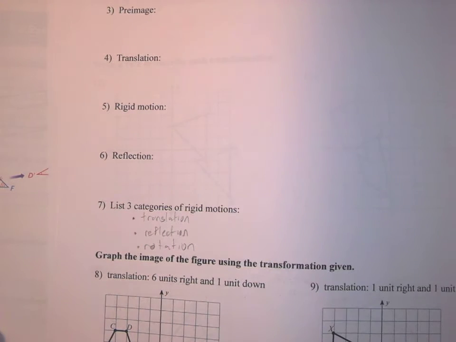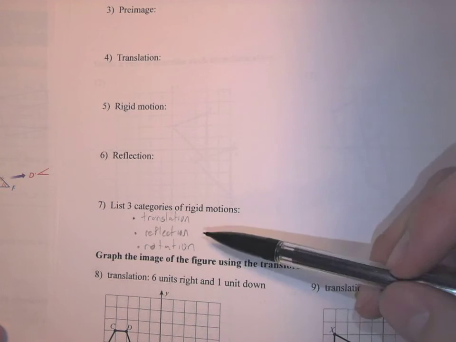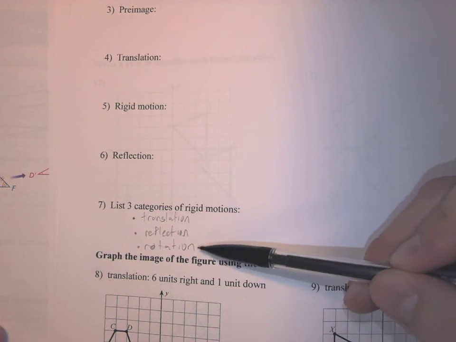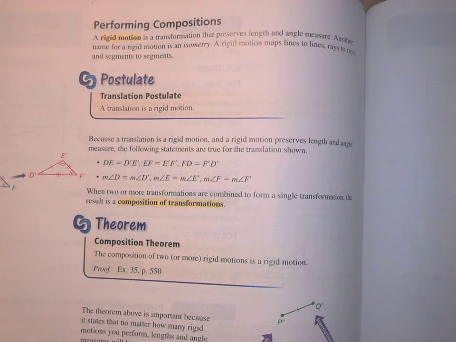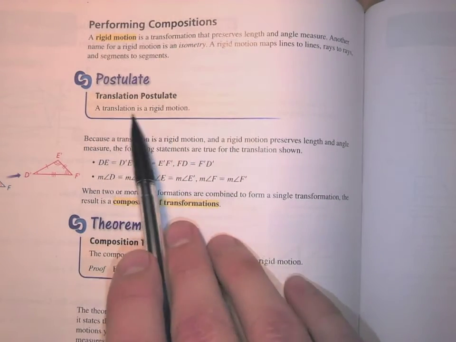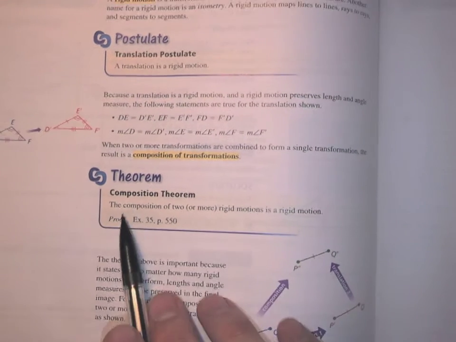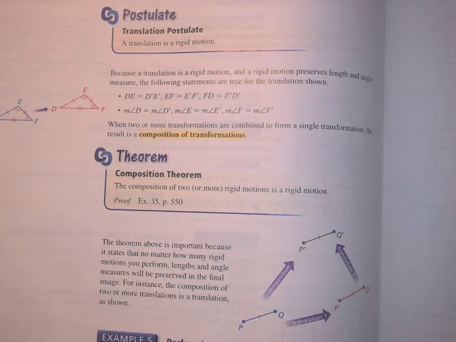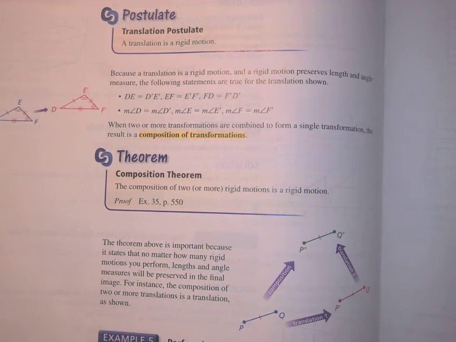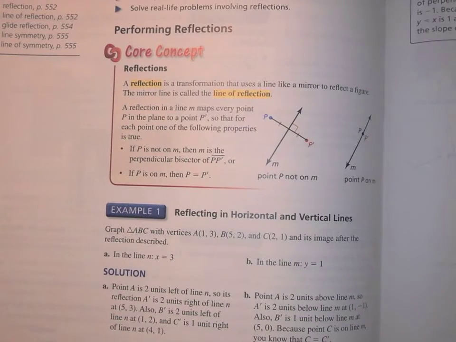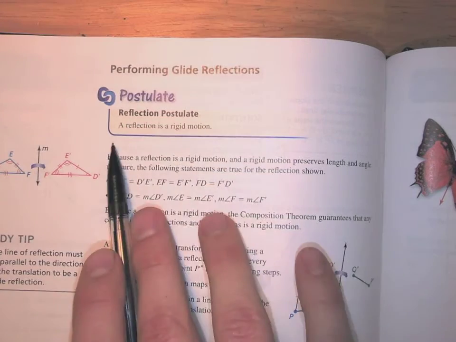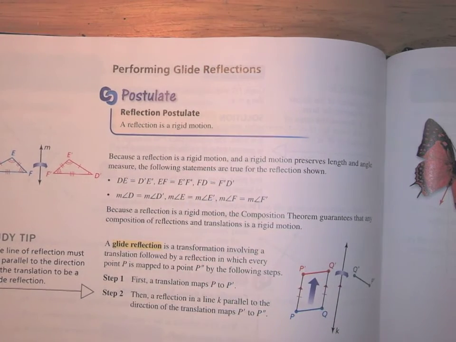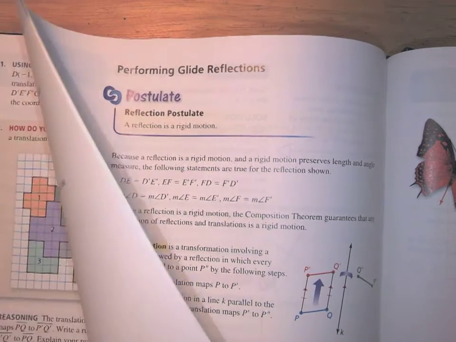Rotation is also a rigid motion. Okay. Also, any combination of these will also be a rigid motion. Okay. So, if you'll notice, it says translation postulate. A translation is a rigid motion. Okay. A composition of 2 or more rigid motions is also a rigid motion. Composition is like when you combine more than one. Then later, when we talk about reflections, there's this postulate, reflection postulate. A reflection is a rigid motion. And then when we talk about rotations, a rotation is also a rigid motion.